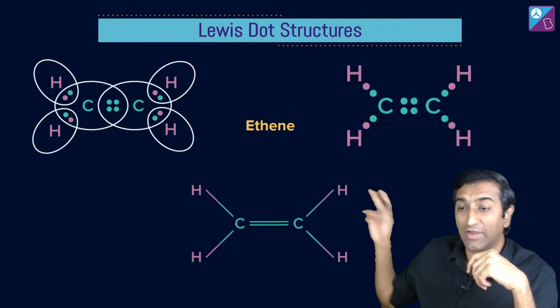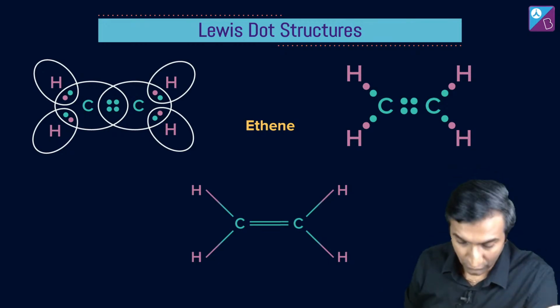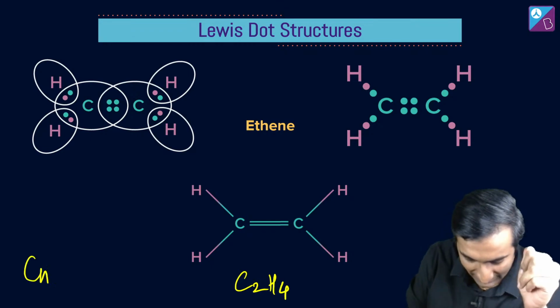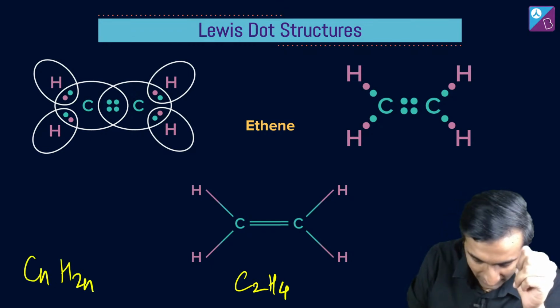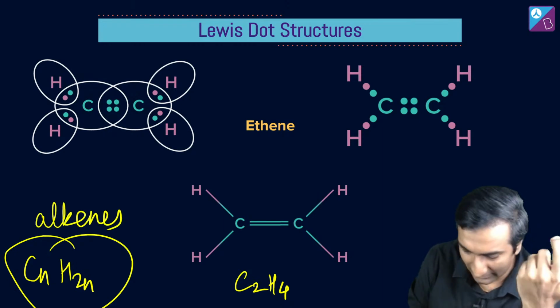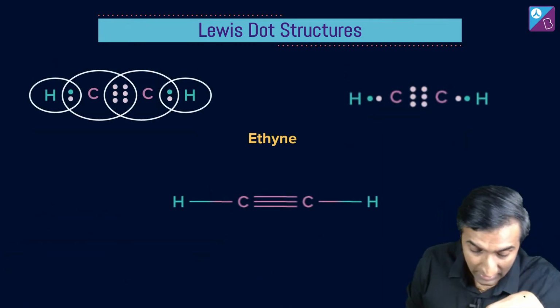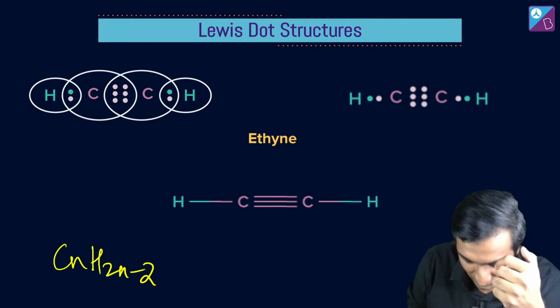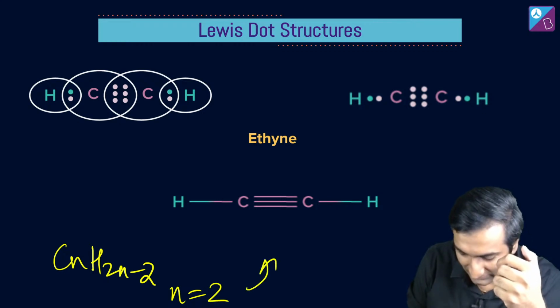Now here is another way to look at the Lewis dot structure of what is this? Ethene, C2H4, CnH2n. Yeah, that's exactly the formula of alkenes. So उसी से है, that's the family of alkenes and all of that. What is this? Oh, ethyne. This is CnH2n minus 2. N is equal to 2 over here. So you get C2H2.